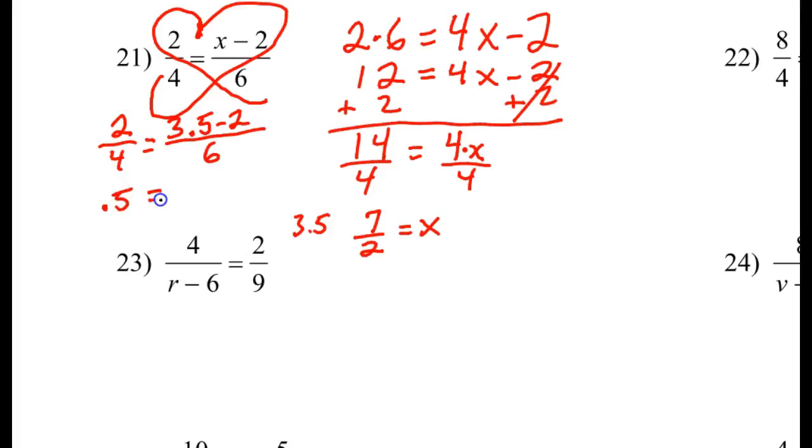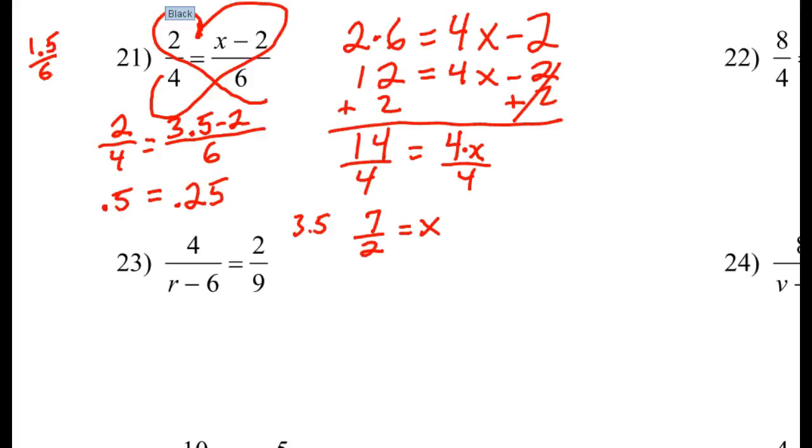Right, half. And then what happens if you punch this in? What's 3.5 minus 2? That's 1.5. And what's 1.5 divided by 6? Calculator, punch in. That's it. 1.5 divided by 6, see what you get. What do you get? 0.25. Now, what is the conclusion from this?